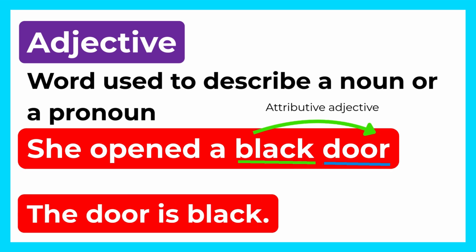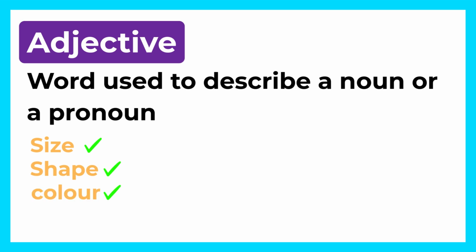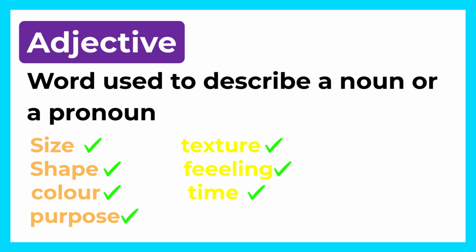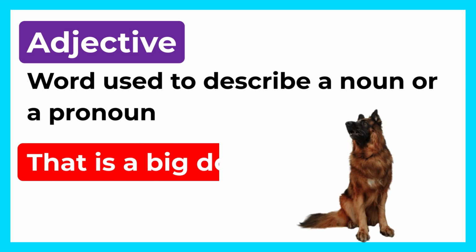The door is black. The adjective in this sentence is black because it describes the color of the door. The noun is door. So the adjective comes after the noun in this sentence. When an adjective comes after the noun, it's called a predicative adjective. An adjective can describe size, shape, color, purpose, feeling, texture, time, etc.